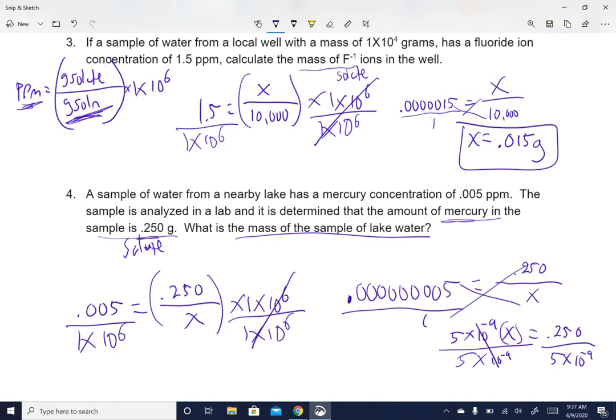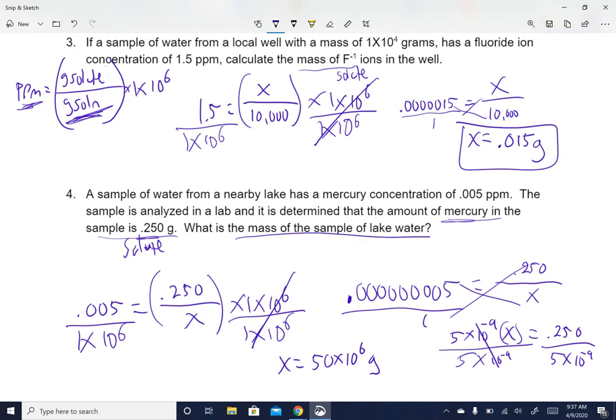I have to rotate sideways here. Hold on. 0.25 divided by 5 raised to the negative 9, and I get 50. Okay, so I should have thought this through. I guess I didn't. So this is 50 times 10 to the 6 grams. 50 million grams. That's a little bit silly.